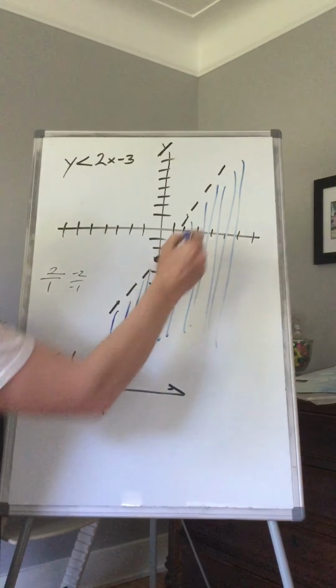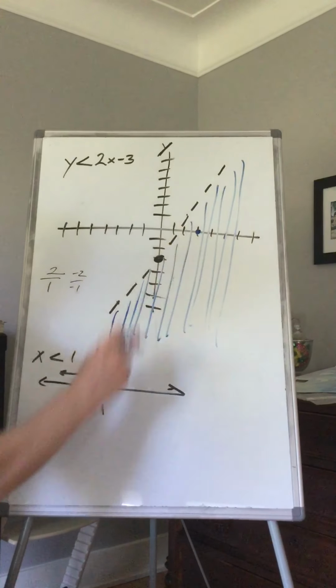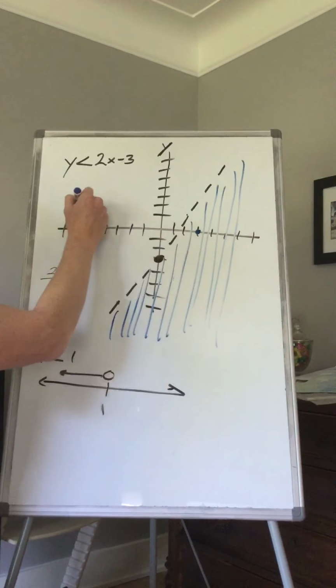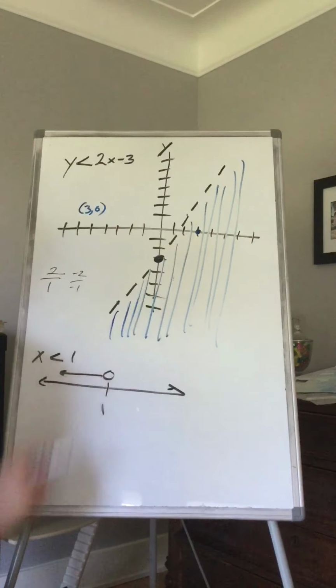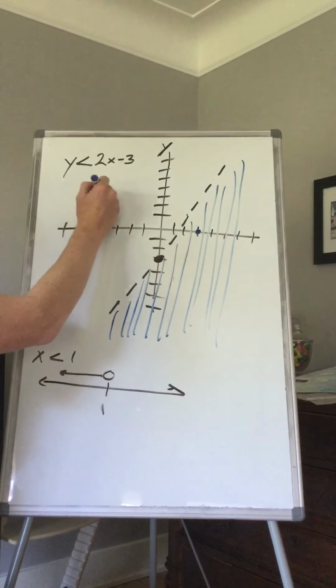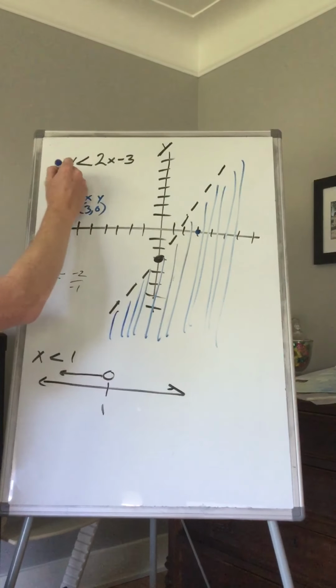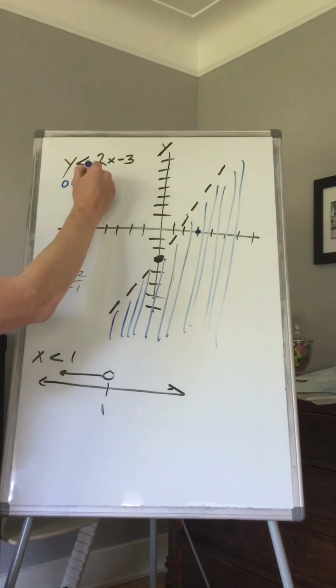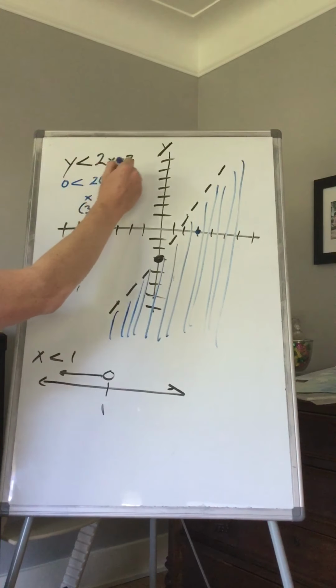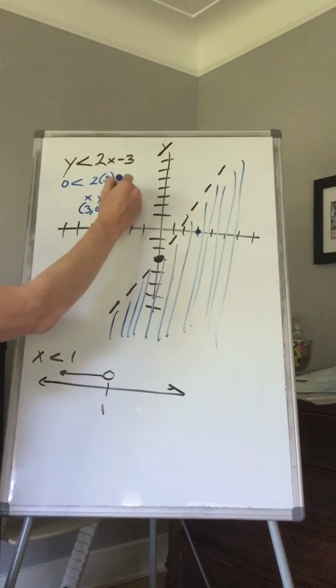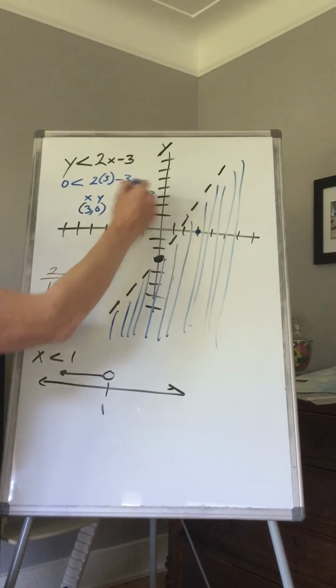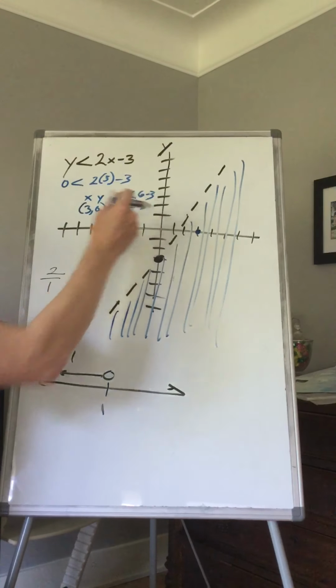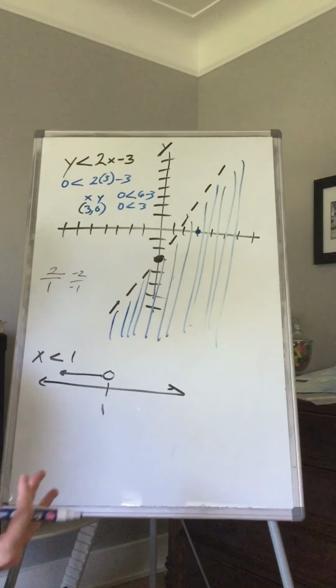And we could check by plugging in a point that's shaded. Let's go right here. That's an easy one because it has a 0 involved. 3, 0. We could check it, okay? That's my x, that's my y. 0 less than 2 times 3 minus 3. 0 less than 6 minus 3 is 0 less than 3. Yes. So we made the correct scenario.